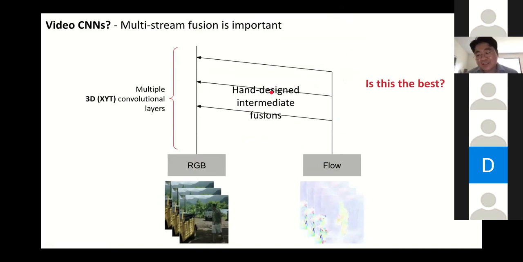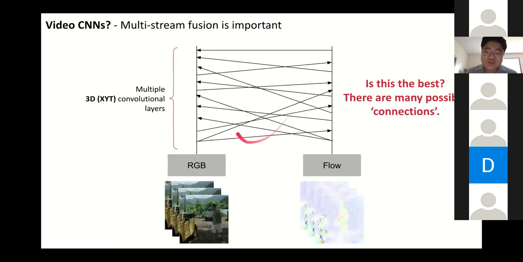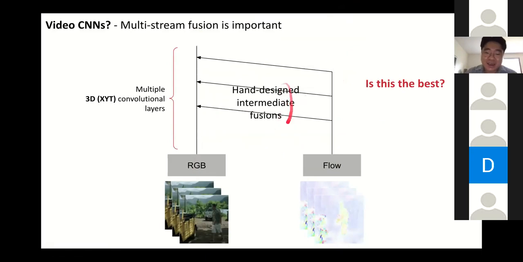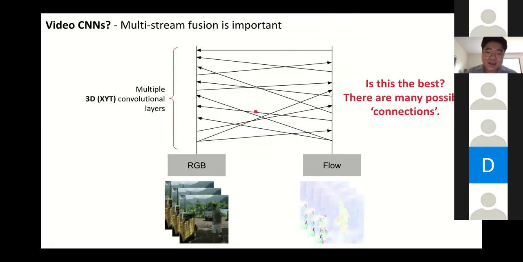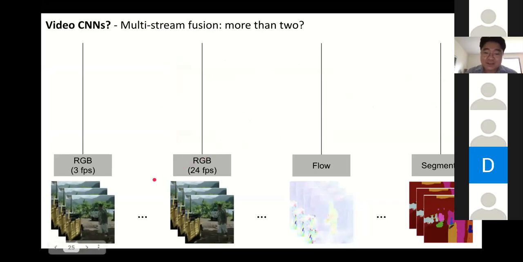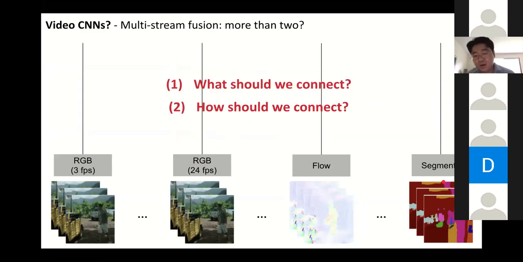And the main question this particular research work was trying to address is whether this is actually the best or not. And there actually could be many possible connections, not just hand-designed ones, but something like this. And this becomes even more complicated if we have more streams like RGB, low frame rate RGB, motion information, as well as some more semantic object information. And it can be also audio if we want to insert. What should we connect? And how should we connect has been the main questions we were trying to address.